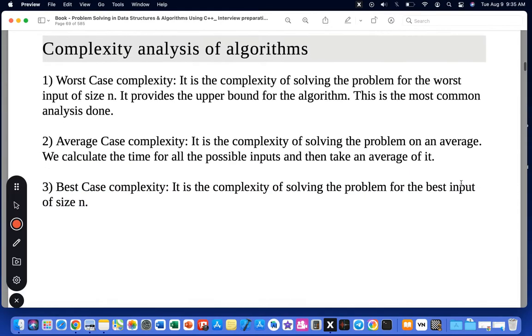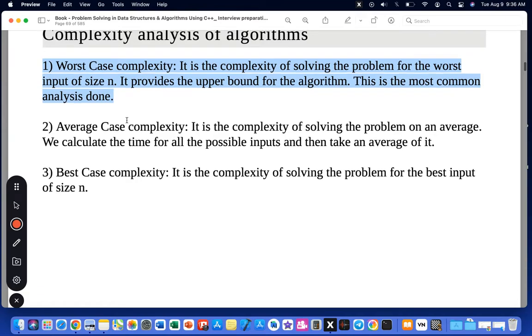All right. Complexity analysis of algorithms. Worst case complexity, average case complexity, best case complexity. Worst case complexity is the complexity of solving a problem for the worst input of size n. Like the worst input, the most difficult input, and we do the analysis, worst case. It provides the upper bound for the algorithm. This is the most common analysis done. It's very common, worst case. We consider the worst case scenario, okay?